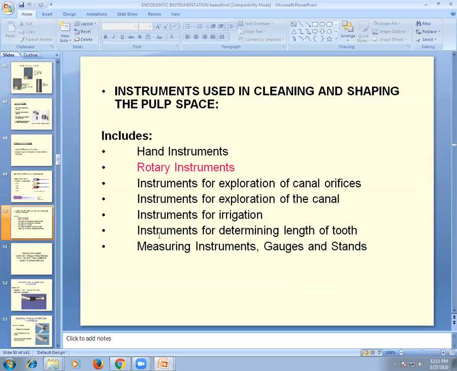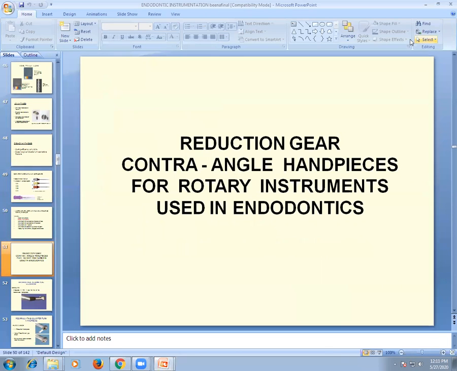Now these are all hand instruments. Now coming to the rotary instruments. The basic difference in these rotary instruments is that there is a latch, as we have seen in the group 2 classification given by ISO.